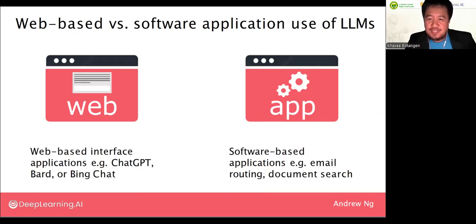So, throughout the rest of this lecture, we'll use two symbols to differentiate between web interface use cases and software based LLM applications. For many people, starting with web interface use cases is often easier because you can simply visit a website like ChatGPT, Bard, or Bing, type in a prompt, and receive a response right away. However, both web interface applications and software based LLM applications are important and can be very beneficial for individuals and businesses alike.